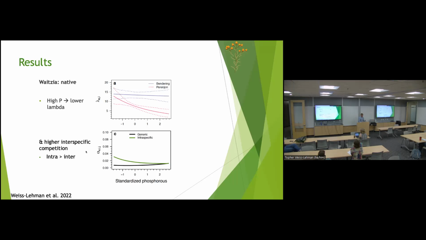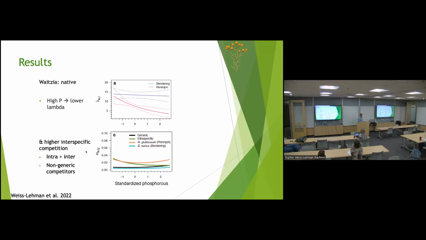But we do see that break down a little bit at that higher end of the phosphorus gradient, which is kind of interesting. And then we can add in our non-generic competitors to the model estimate. In this case, we see two that get pulled out as non-generic. One, H-glutenism in Parangori, has a much stronger competitive effect than a generic competitor. And another, S-notus and bendering, actually has a slightly weaker effect than a generic competitor. So this allows us to get some more insight into how these community dynamics unfold in the system.